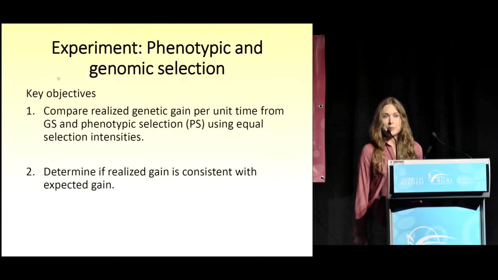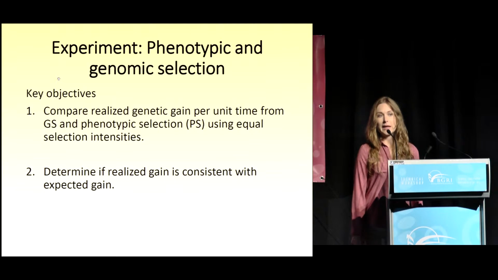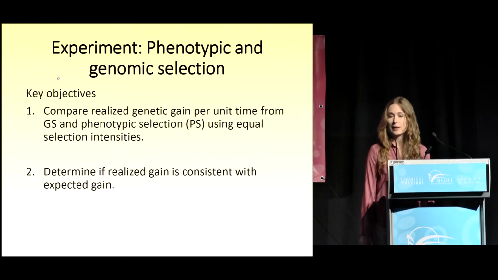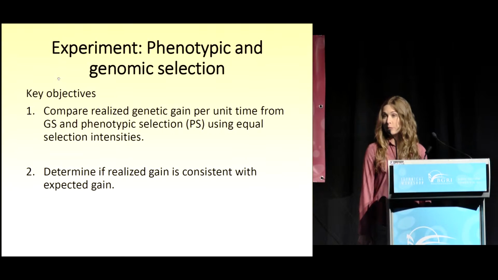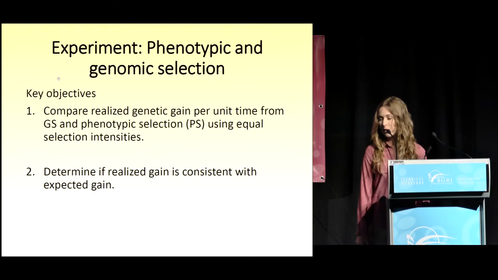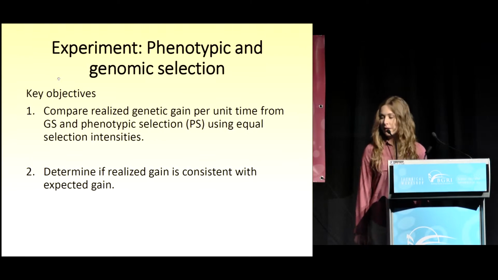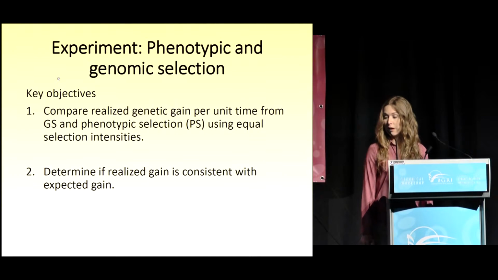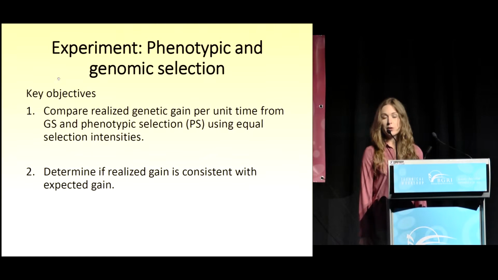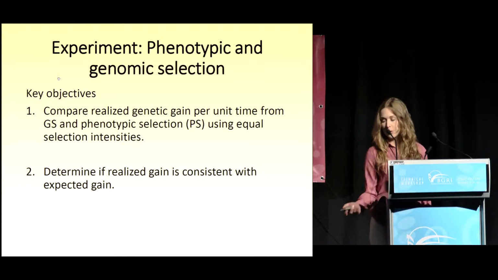Now, we actually did an experiment where we compared phenotypic and genomic selection in parallel, side by side, in breeding for quantitative resistance to stem rust. In this experiment, the key objectives were to compare realized and expected genetic gain between genomic selection and phenotypic selection using equal selection intensities. So we really did the exact same type of selection in each case. We also compared whether the realized and expected genetic gain were in agreement.